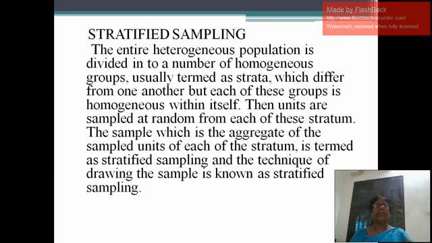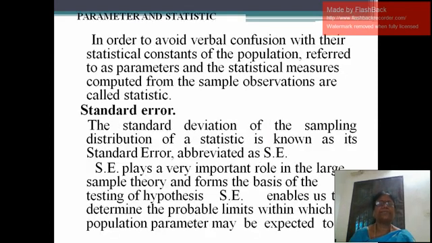Stratified sampling. The entire group of the population is divided into small groups, namely strata, which differ from one another, but each of these groups is homogeneous within itself. The units of the samples are randomly selected from these strata, so it is called stratified sampling. A sample which is the aggregate of the sampled units of each of the stratum is termed a stratified sample, and the technique of drawing the sample is known as stratified sampling.